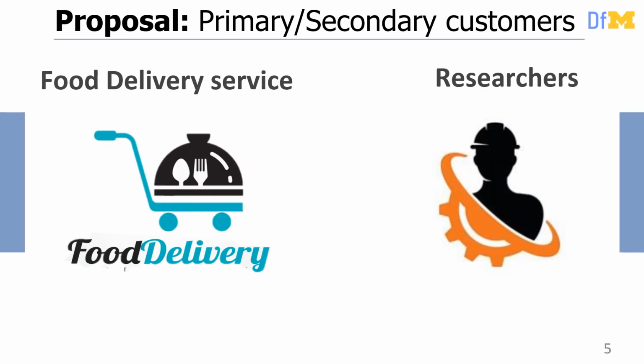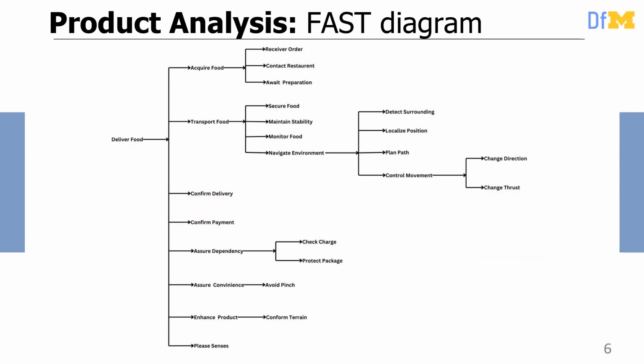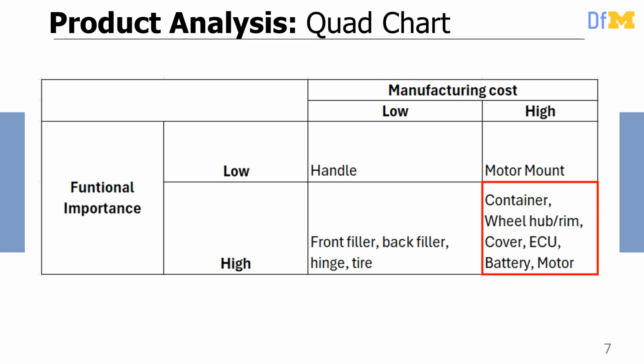The primary customers identified for our autonomous vehicle are the food delivery services, and secondary customers are the remote exploration researchers. In the FAST diagram analysis, the primary function of our product is food delivery. Therefore, the primary branch encompasses the fundamental aspects of a food delivery system, including acquiring and transporting food and confirming delivery and payment. To determine the priority for redesign, we employed a quad chart analysis.